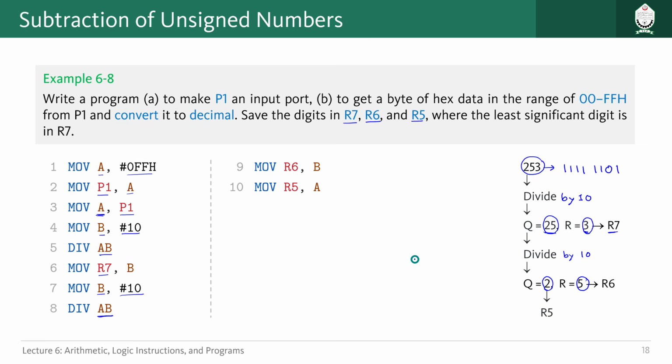So right now register B has the value 5, which will be saved in R6, and Q will have the most significant digit, which will be saved in R5. So in this way, in two stages, in two different divisions, we are going to get the 3 digits of the possible values we have from 0 up to 255.